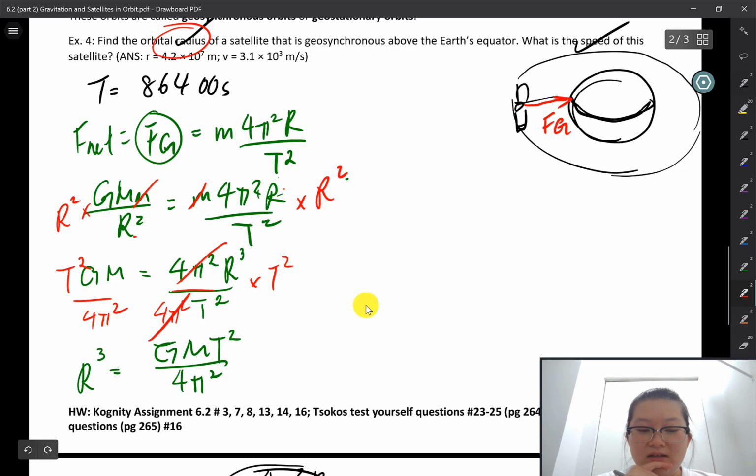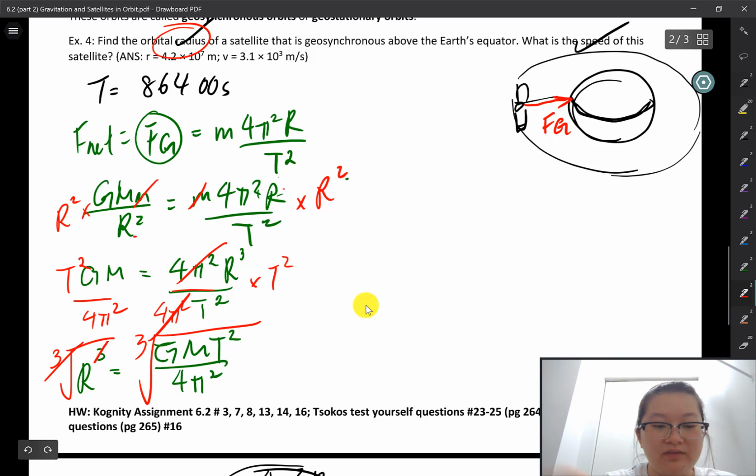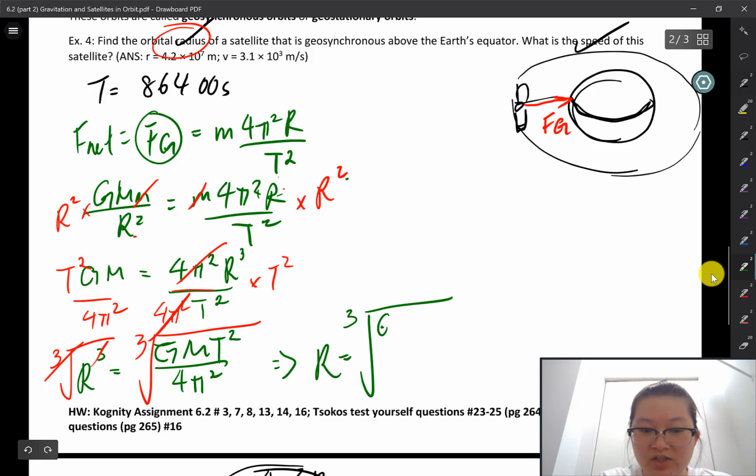Okay, solving for r. We need to take not the square root, but we need to take the cube root. So it's going to look like this. Taking the cube root gets rid of the power of 3, to the exponent of 3. And to solve for the radius, we have this cube root of big G, mass of the Earth, times the period squared over 4 pi squared.